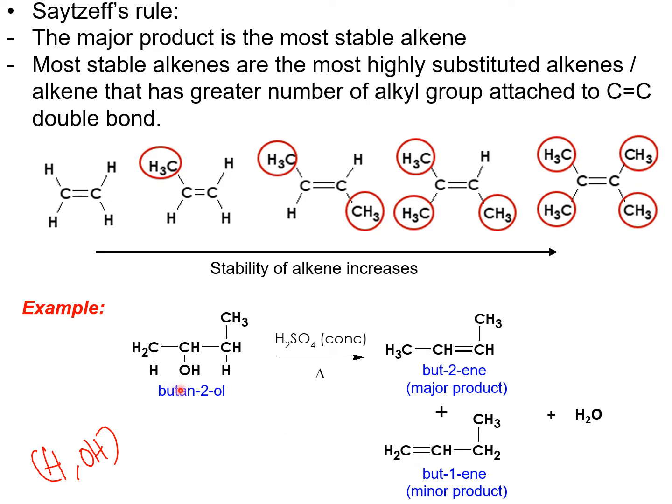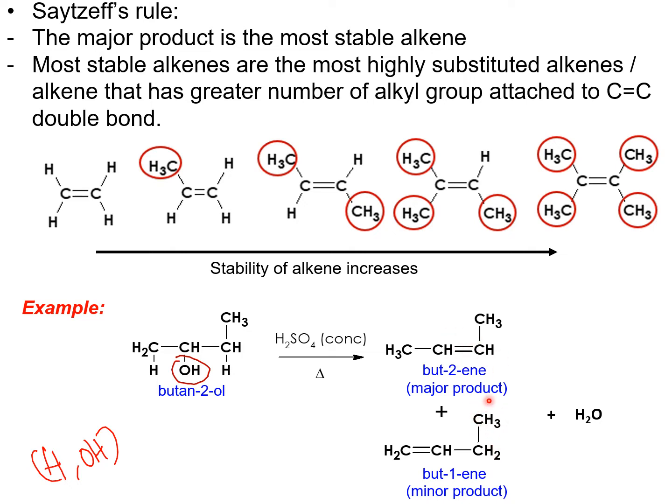Kenapa? Okay, kan kita dah bincang yang dehydration of alcohol tu kita akan buang OH dan juga H dekat carbon yang neighbor. Carbon neighbor, you tengok carbon neighbor dia ada this carbon and this carbon, right? So first thing first, kita akan remove this OH. Okay, dia akan form dua possible alkenes sebab if I remove H from here, I will form this alkene. If I remove H dekat sini, I akan form this kind of alkene. That's why lah ada dua jenis alkene yang berbeza.